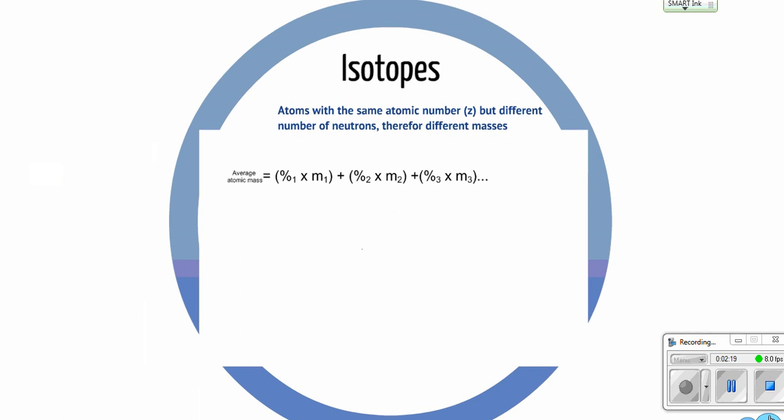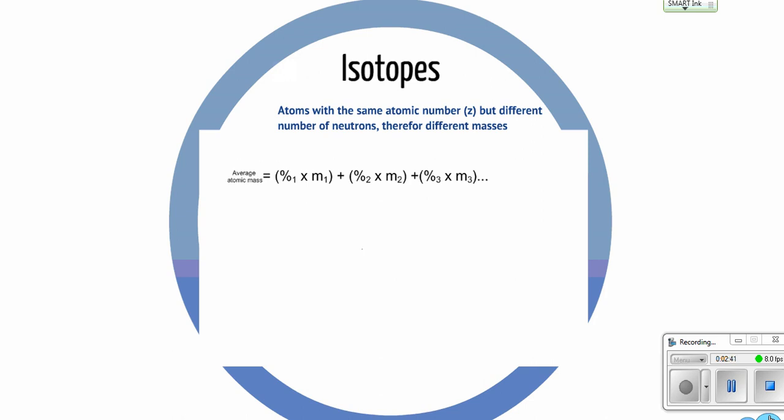What is an isotope? An isotope is an atom with the same atomic number, so the same number of protons, but different numbers of neutrons, and therefore the mass is different. We use isotopes to determine the average atomic mass of an element. It's the reason why the masses on the periodic table are decimal numbers, because they are a weighted average.